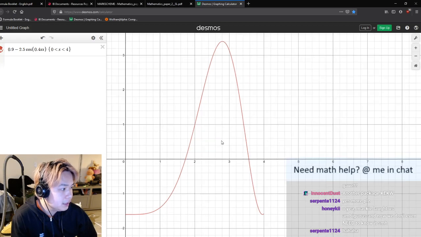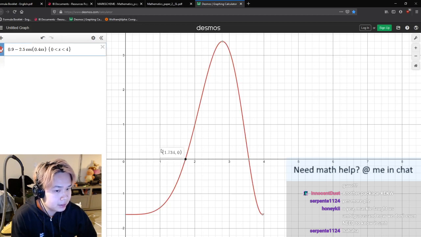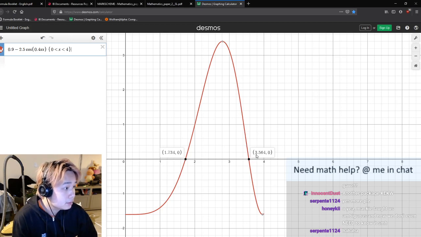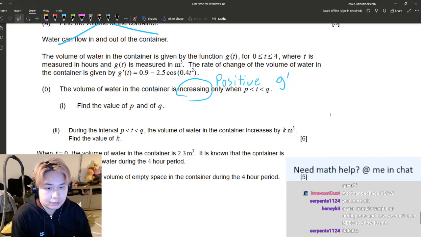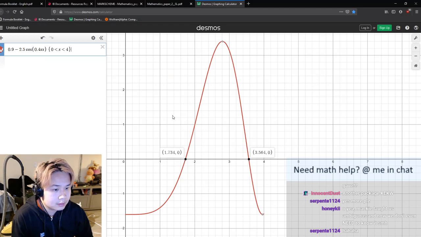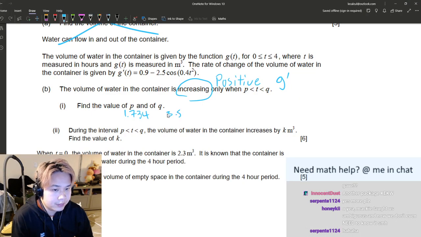Okay, so pretty obvious where this is going to be positive. It's going to be between 1.374 and 3.564. So this is my P and this is my Q. So 1.734, 3.564.